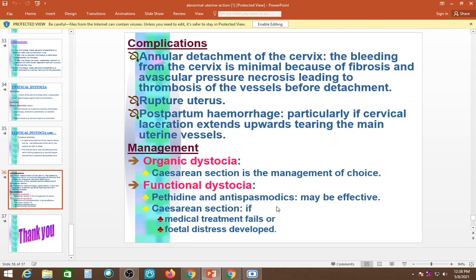Then in management, for organic dystocia we have to send the mother for cesarean section, which is the management of choice. Then for functional dystocia, pethidine and antispasmodics may be effective. Cesarean section if medical treatment fails or fetal distress develops. This is how we will manage cervical dystocia.